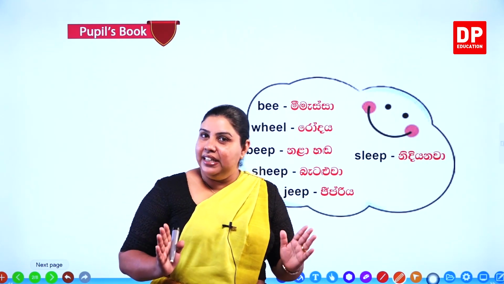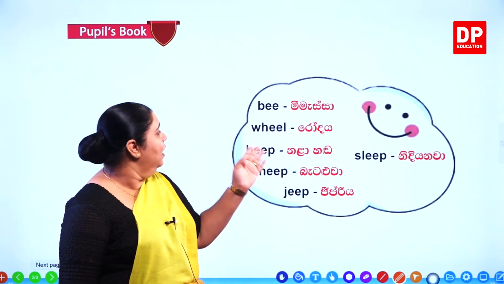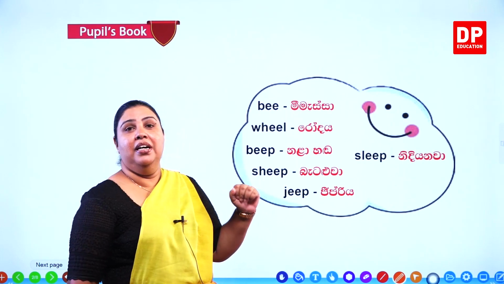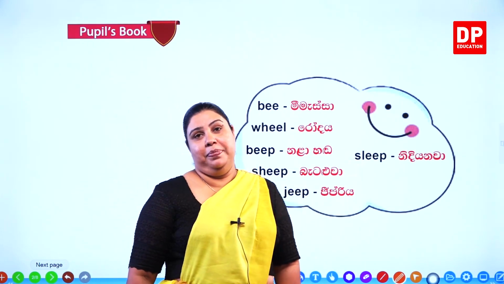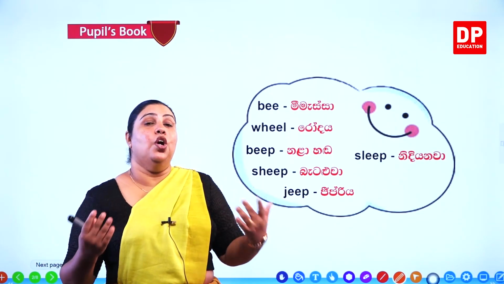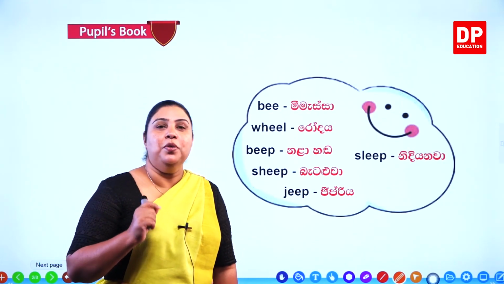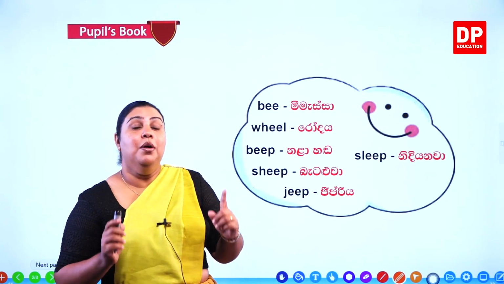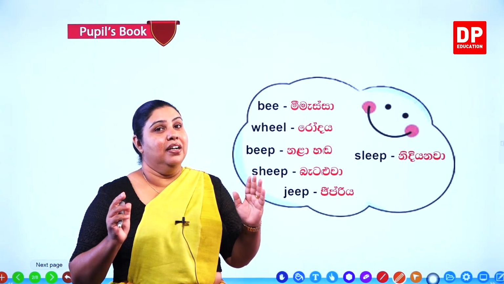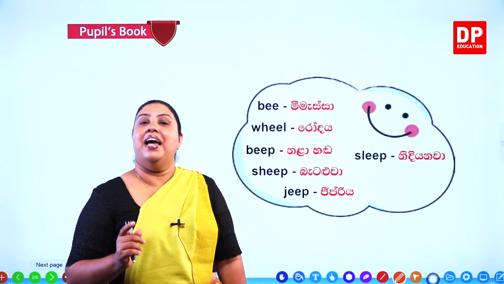The words in our happy cloud today are ones you know well. Bee, wheel, beep, sheep, jeep and sleep. So those are the words that you are going to learn when we are learning the long E and the short E sound. Okay, now we are going to move on to our pupils book. There is a beautiful poem for you which will help you learn the long and the short vowel sound E. Right, so we will go there and read the poem and we'll see.